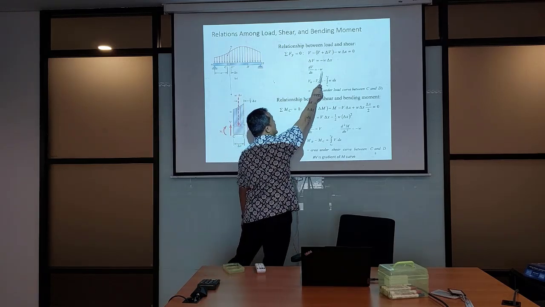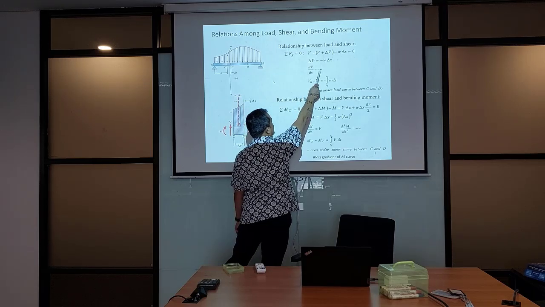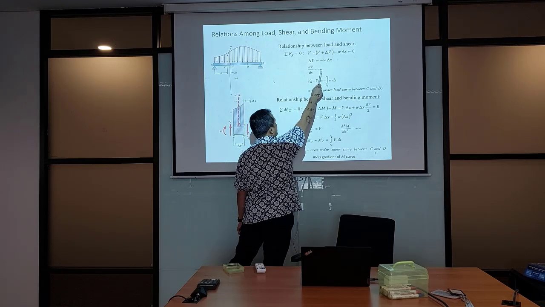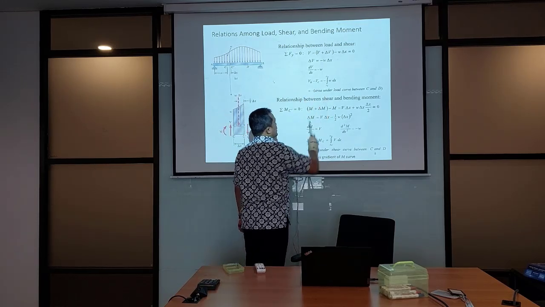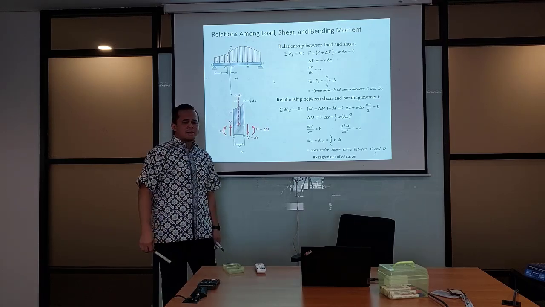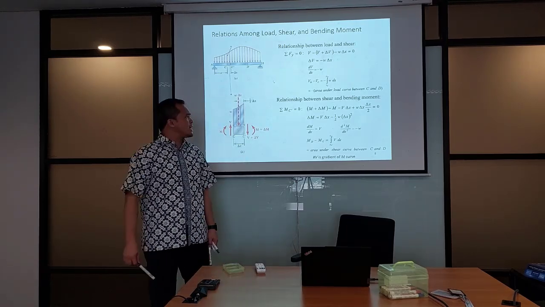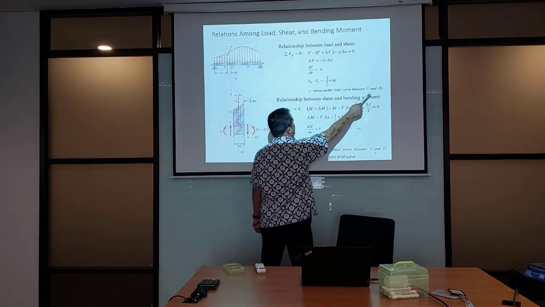Therefore, if you want to get the gradient, dV over dx is equal to minus W, because W is going downward. Meaning that when you want to get the delta V, it is actually the area under the curve of C and D.